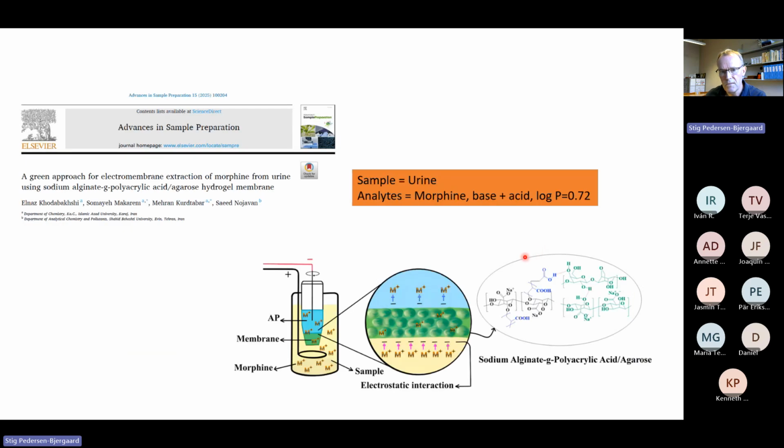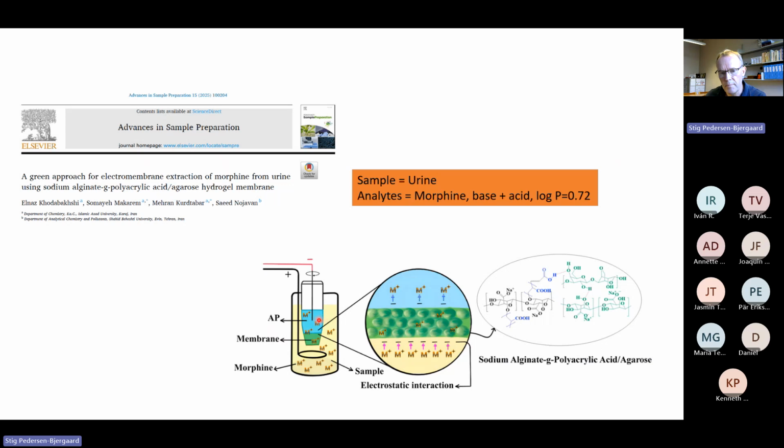So the advantage of this gel EME system is that larger biomolecules can pass through the membrane and into the acceptor, and also very polar substances can move across the membrane in the system. So the gel systems are interesting for very polar and large molecules. So that is the advantage of gel EME.